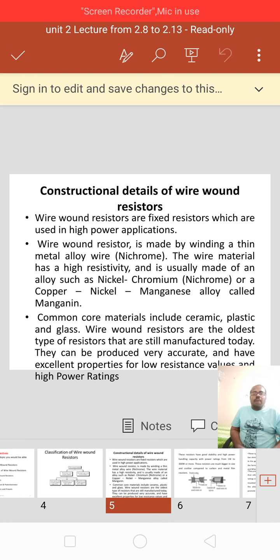Next one, common core materials include ceramic, plastic, and glass. Wire wound resistors are the oldest type of resistors that are still manufactured today. They can be produced very accurately and have excellent properties for low resistance values and high power ratings.